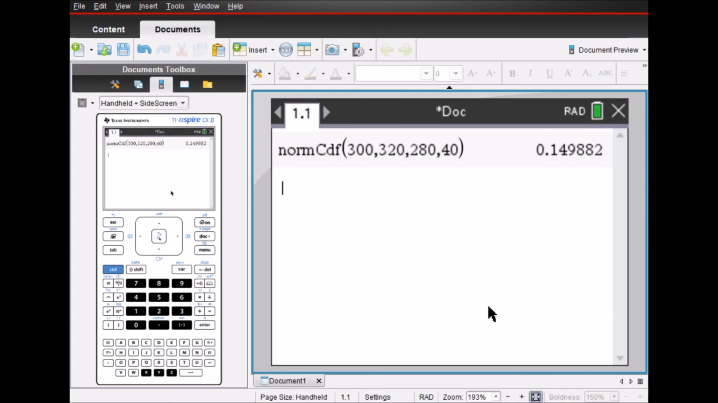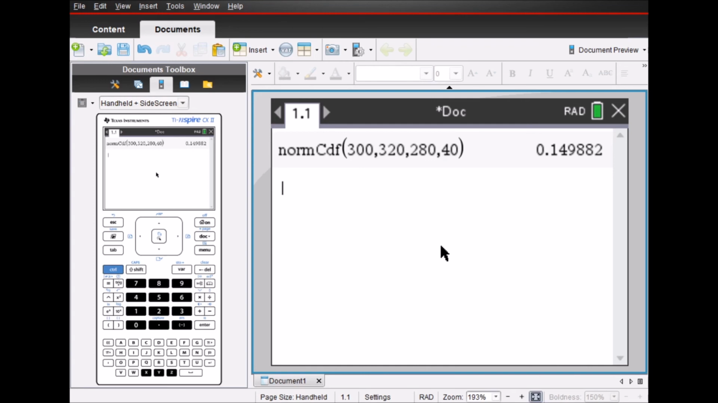And if we put this in, that will actually punch out a probability directly for his shots landing between those yardage. So what we did was we put in the lower bound, we put in the upper bound, we put in the mean, and we put in the standard deviation into that NORMCDF, and it kicked out a probability of about 15%. Let's try this again.